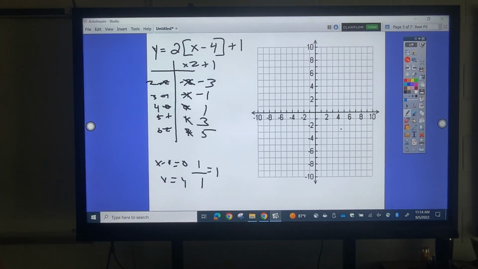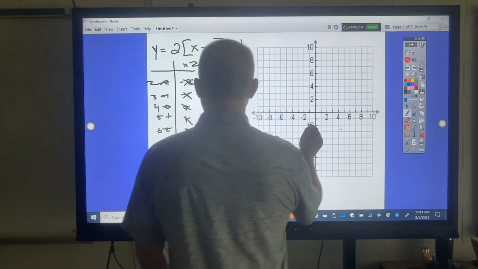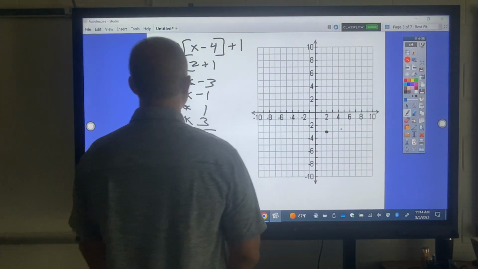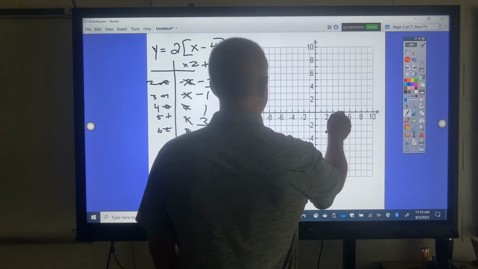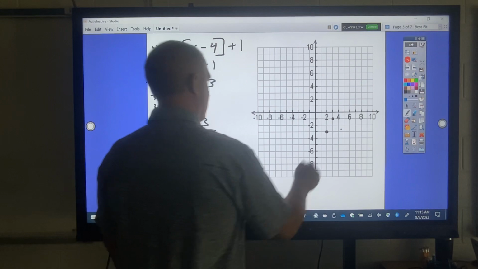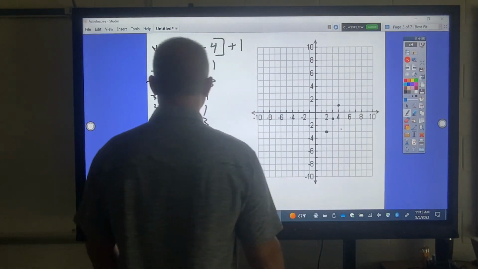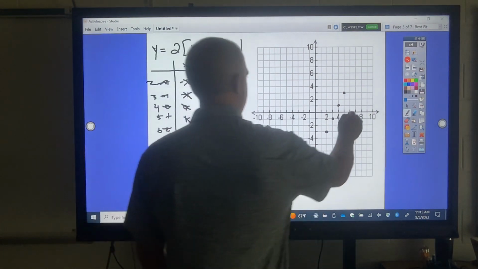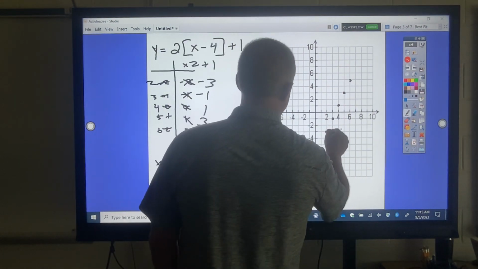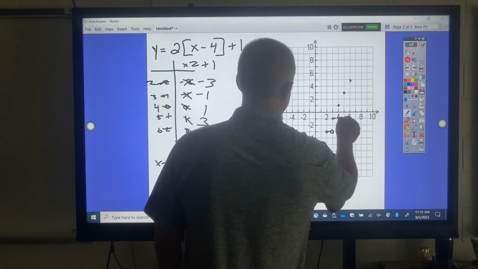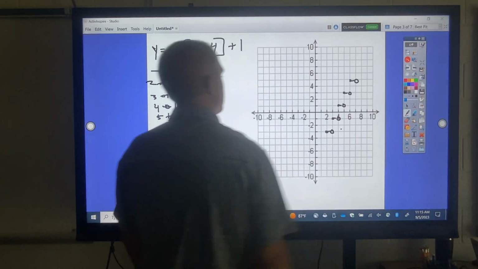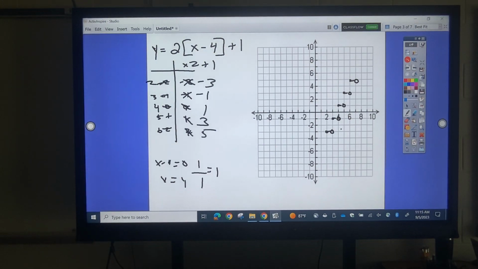Okay? So at 2, 3 over, negative 4 down, 4 over, negative 2 down, 5 over, 0 up. 6 over, 2 up. Once again, I'm drawing to this, draw to the next one. There's a step function.